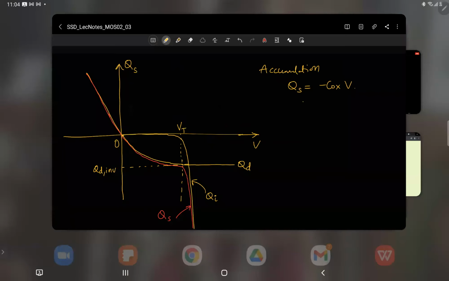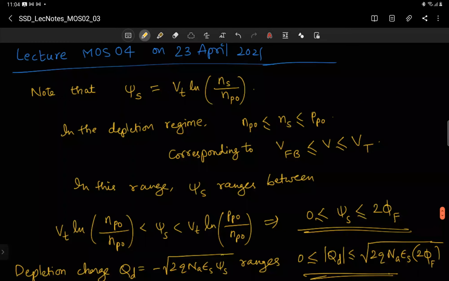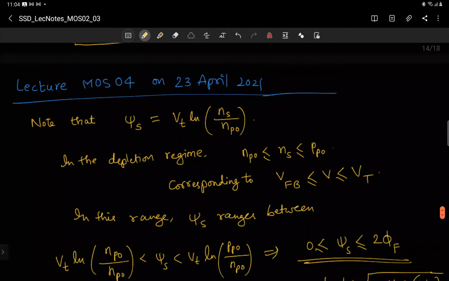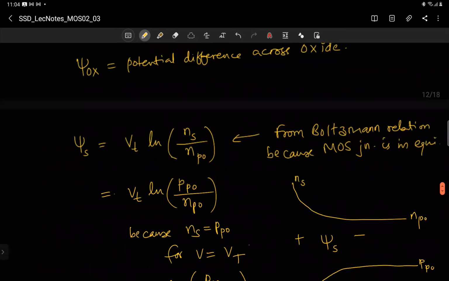Able to see it? Yes, sir. Yeah. Just a second. It's got stuck. Okay.